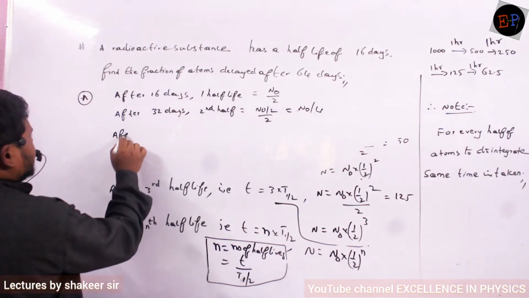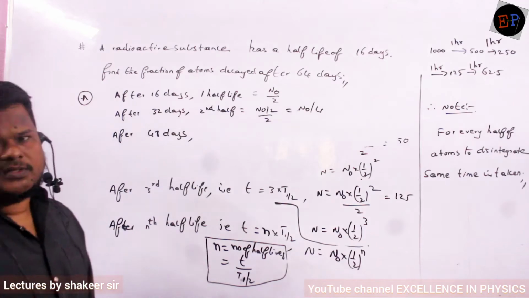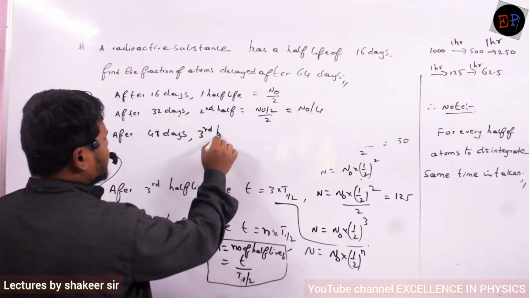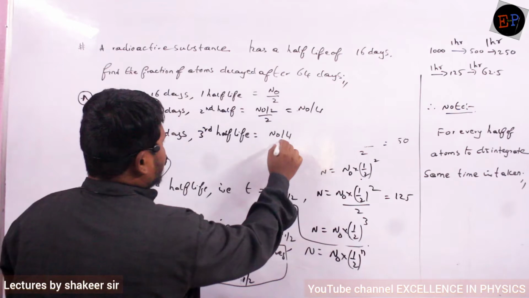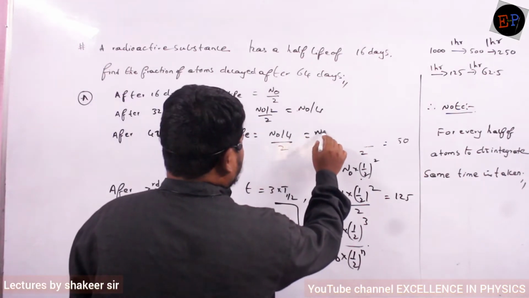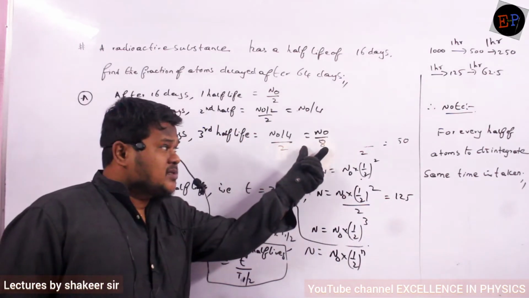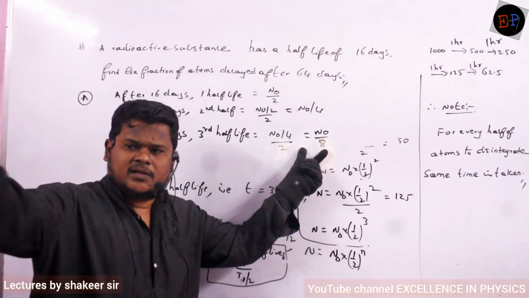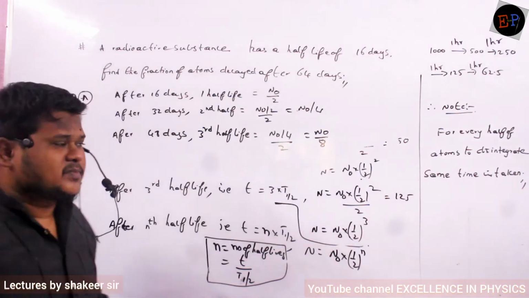After 48 days, how do you get this 48? 32 plus 16. It means another half-life is completed. Now the third half-life is completed. So it means N naught by 4, and again divided by 2, so it will become N naught divided by 8. Only these many atoms are there which are ready to disintegrate. The remaining atoms have all disintegrated. Are you able to understand?